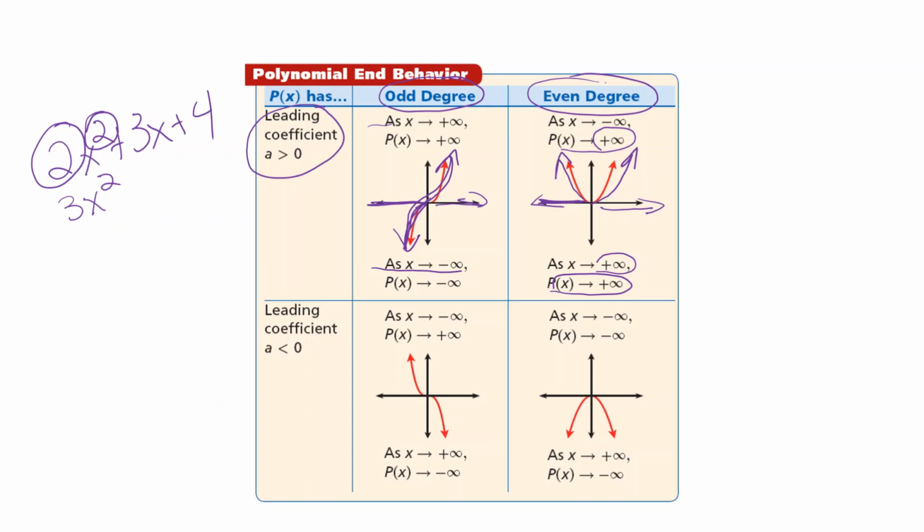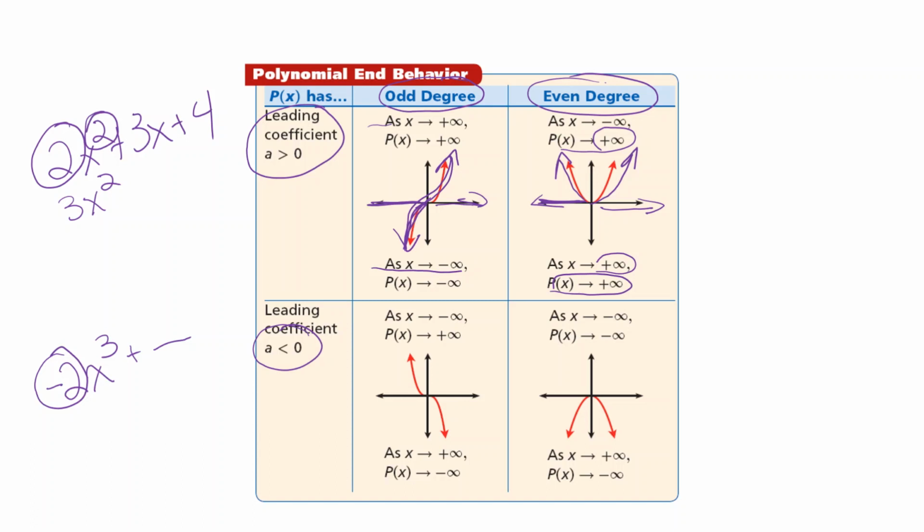And as x approaches positive infinity, in this direction, notice that my function is also going up, all right? Now, let's look at when the leading coefficient is less than 0. That would be like negative 2x to the third power plus whatever. My leading coefficient is negative, so it's less than 0. So when that happens, let's see what happens.